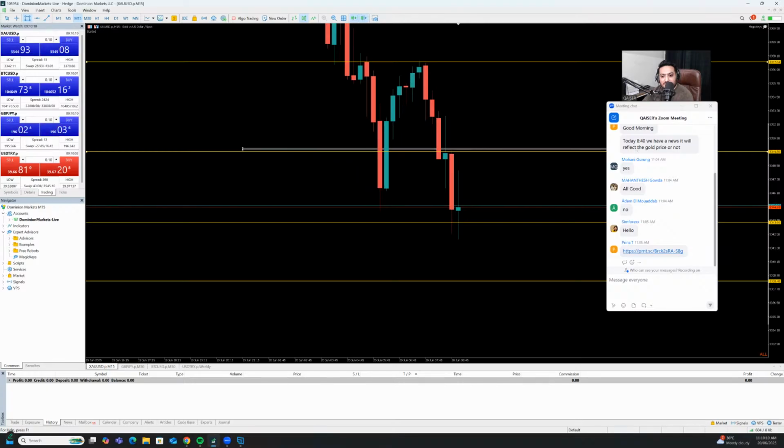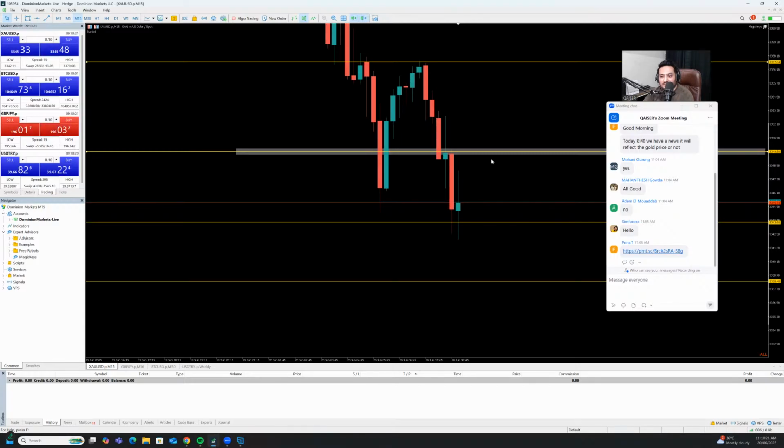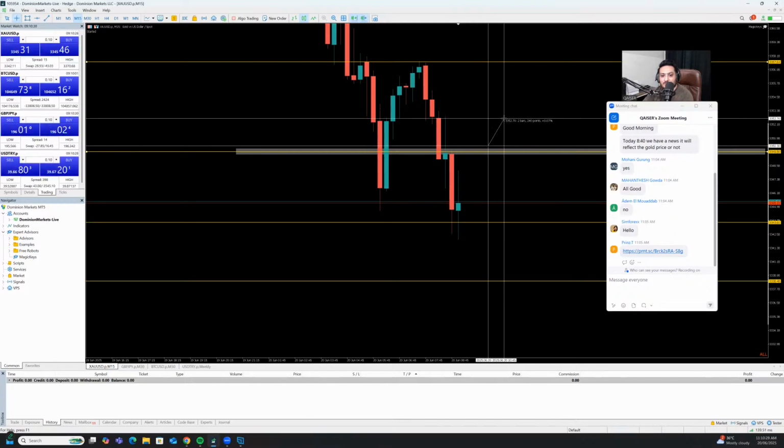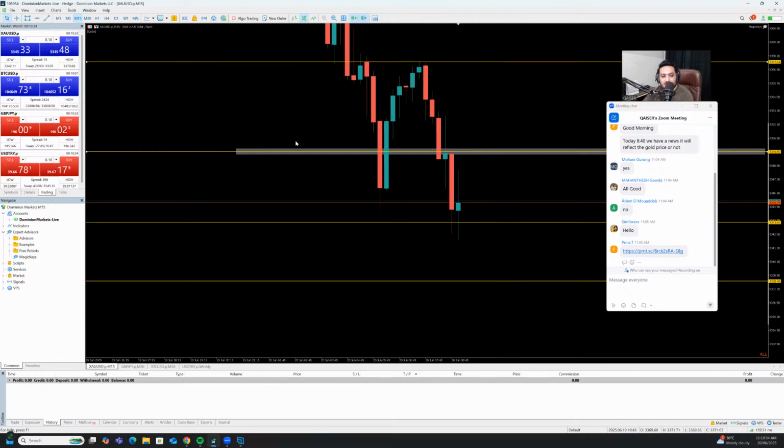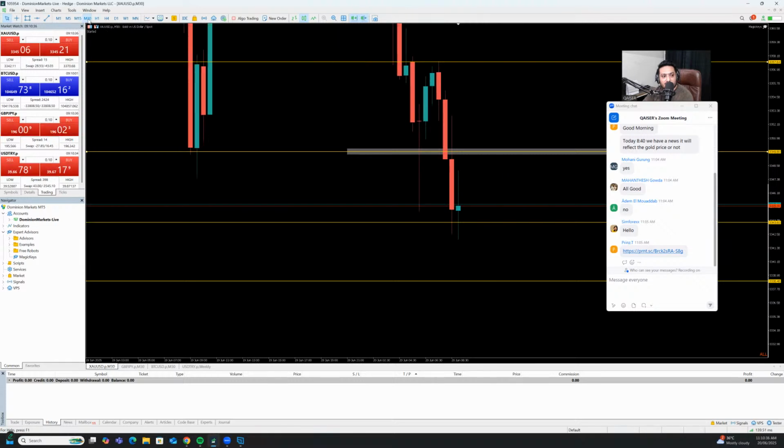Okay, here is the resistance on M15. For buys, it would be better if a candle closes above 3350. Yes, if a candle closes above this 3350, we could have a beautiful range of more than 60 pips, clean traffic on the left hand side. But before that we need a candle to close above the resistance area.